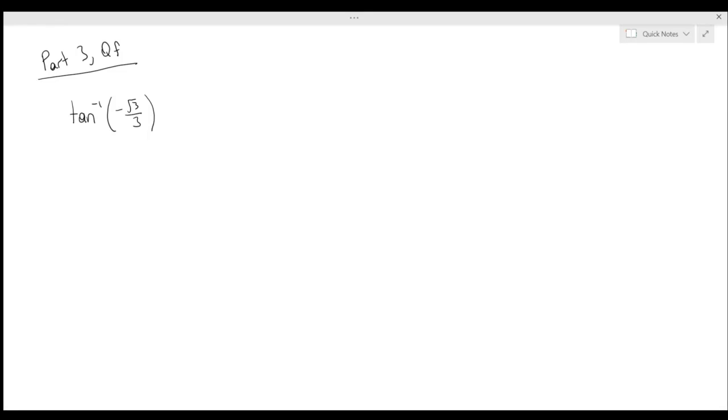All of the inverse trig functions are going to output or return an angle within a certain range. So inverse tangent gives us an angle theta, and for the inverse tangent, this angle theta is going to be between minus pi over 2 and pi over 2. To figure out what this angle theta is, we want it to satisfy tangent of theta equals negative root 3 over 3.